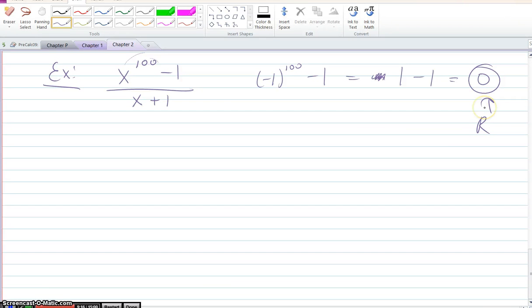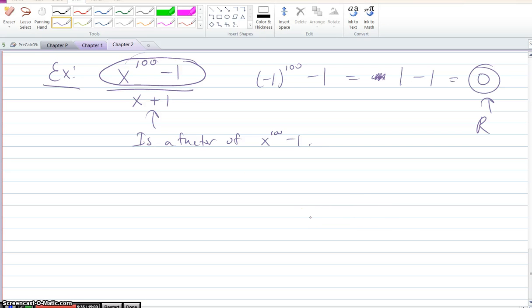Now the last little bit you should have picked up on in the notes is, what if you get a remainder of 0 here? What that tells you, for instance, in this problem, is that x plus 1 is a factor of x to the 100th minus 1. So if I wanted to factor x to the 100th minus 1, one of the factors is x plus 1. That's what that tells me. So that's what the factor theorem says.